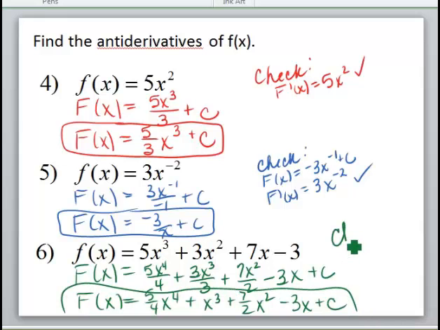You can do a check. The check ends up being, bring the 4 out front, 5x to the third plus, bring the 3 out front, 3x squared plus, bring the 2 out front, 7x minus 3, and we're done.